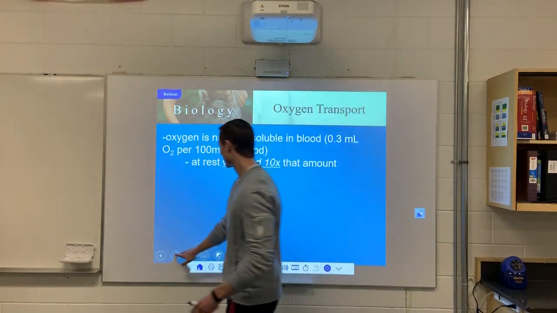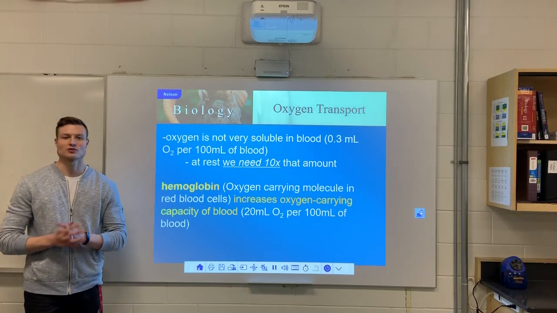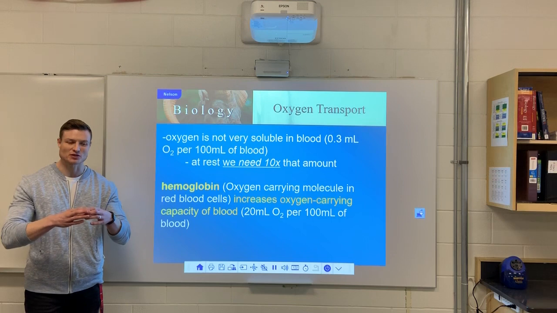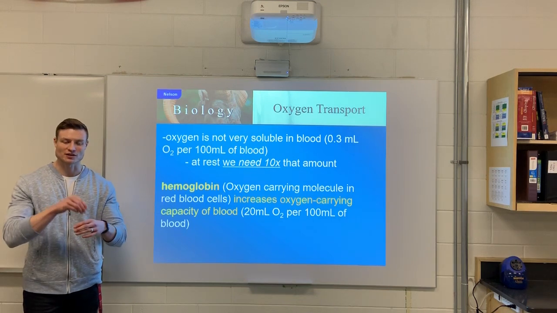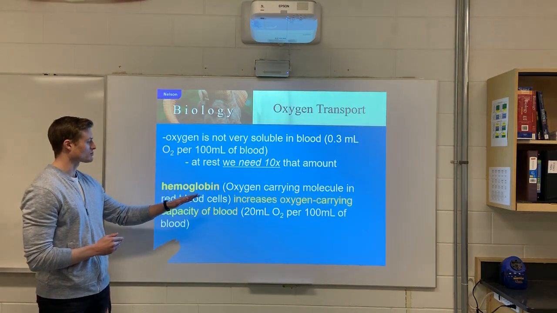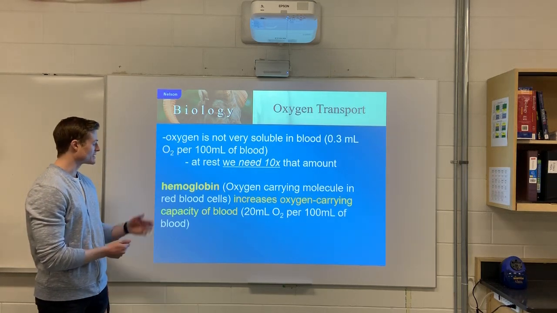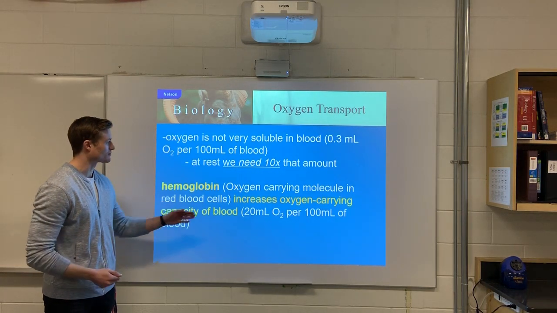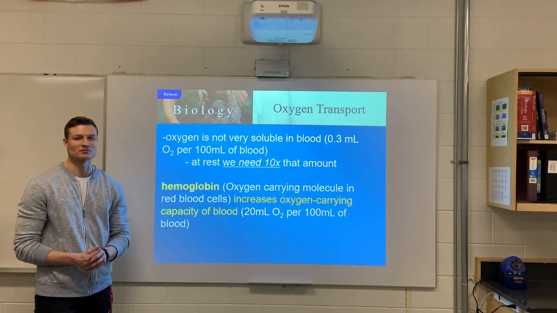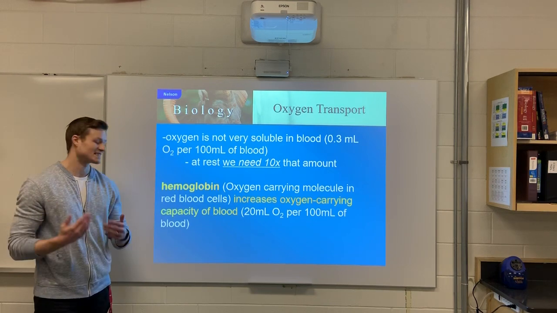So here's what we need. We need something called hemoglobin. Hemoglobin is a very special molecule attached to your red blood cells. Your red blood cells are little disc shapes within your blood. They look like little donuts without the center cut out, and they are full of hemoglobin. Hemoglobin is a special molecule that can bind with oxygen, and it increases the oxygen carrying capacity from 0.3 per 100 milliliters to 20 per 100 milliliters. So it increases the ability of blood to hold on to oxygen significantly.